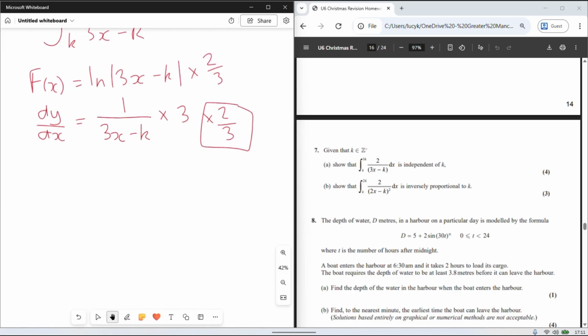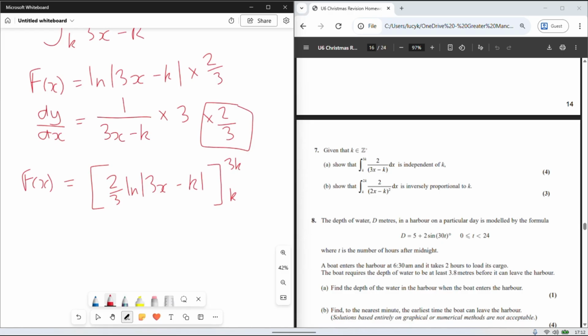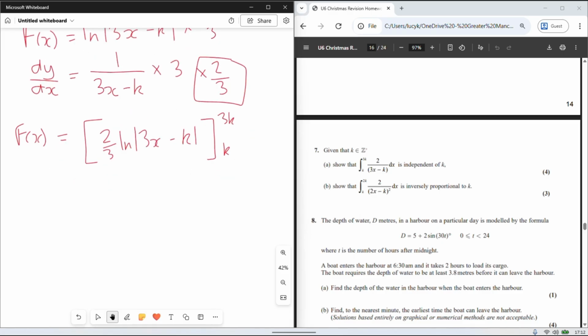So when I fully integrate that, f of x will be, and I'll put my limits in there, 2/3 the natural log of 3x minus k, with limits 3k and k. So now let's just put those limits in there. In fact, I'm going to put that 2/3 on the outside because I don't need it there. If you've got a constant term like that, just bung it on the outside like that. Then you can deal with it afterwards. So let's put that in. And that's not a negative. So let's just make sure there's no confusion there.